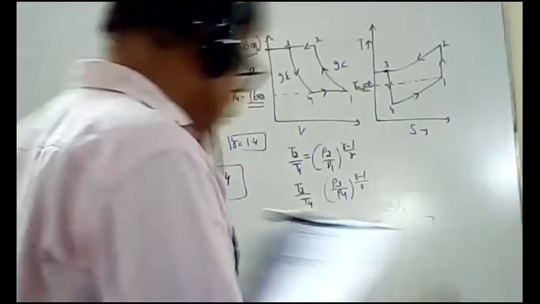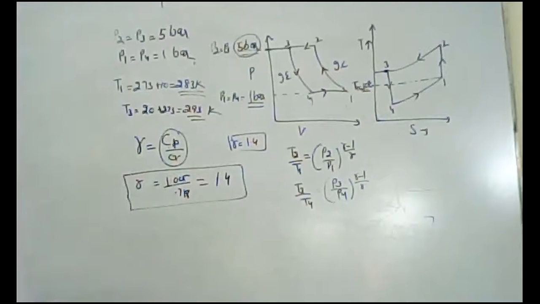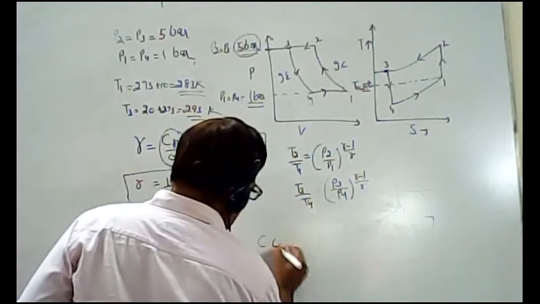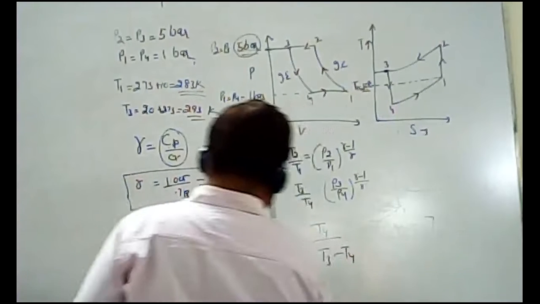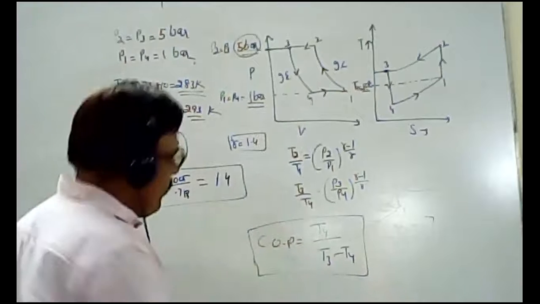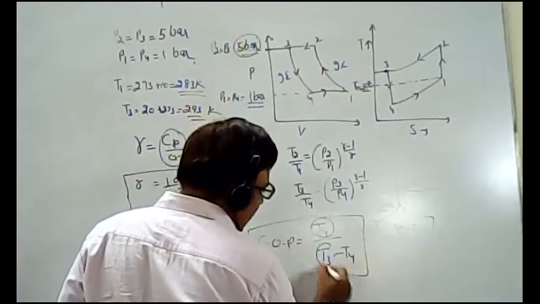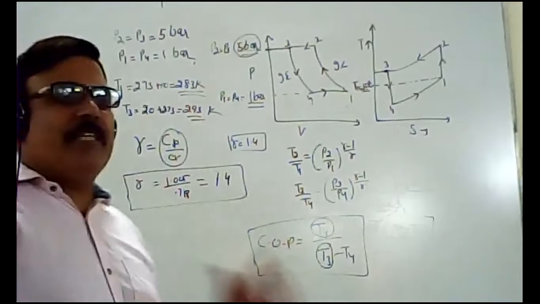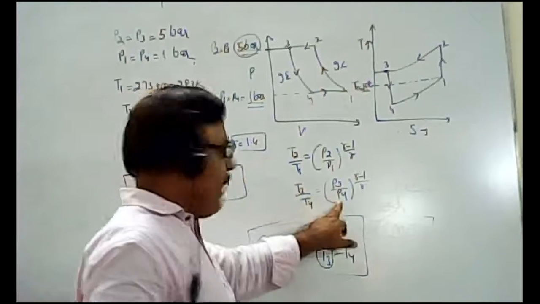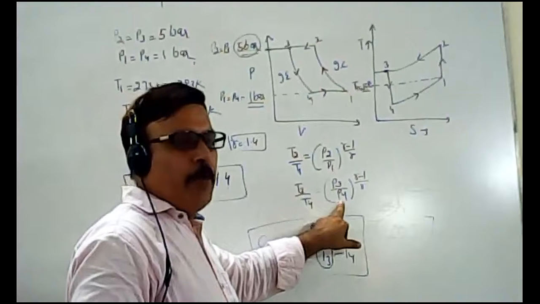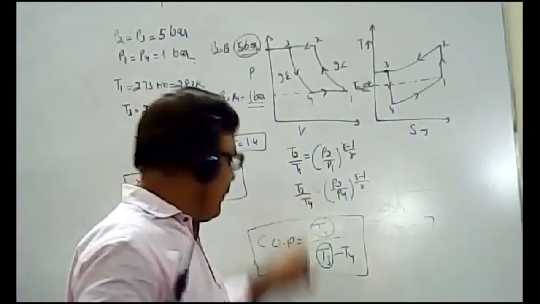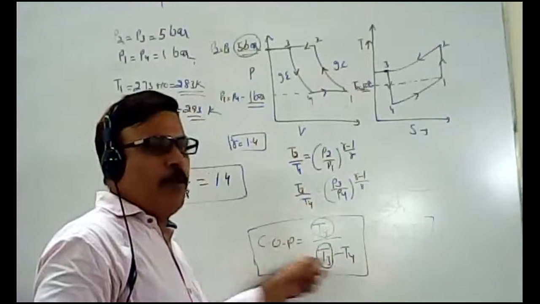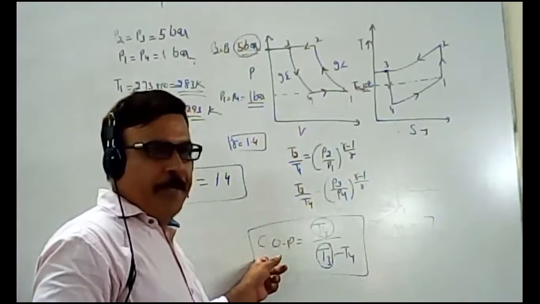Now in this case, we have to find out the value of COP. The theoretical COP, everybody knows, will be equal to T4 divided by T3 minus T4. So you have to find out the value of T4 and T3. From where can you get them? From this equation. So everybody solve yourself, find out T3 and T4 from this equation, put these values, and you will get the value of COP from here.